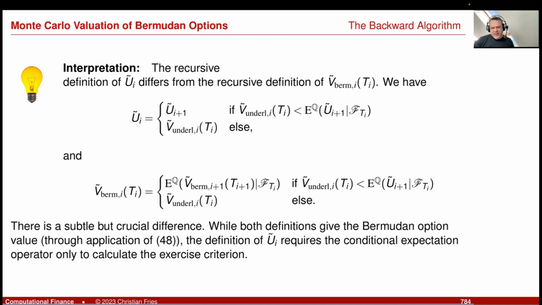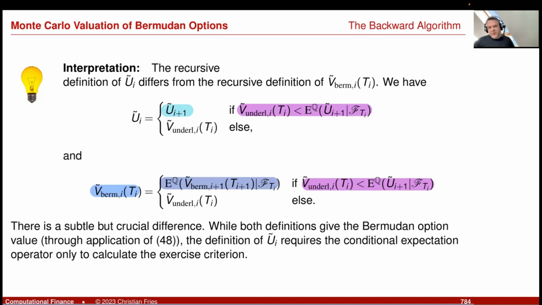So here again, you see our small modification. In the backward algorithm that constructs this random variable, we take the continuation value on every sample path. In the classical definition, you would take the expectation operator on the value of the Bermudan to define the value of the Bermudan at the earlier time point. The exercise criteria in both definitions stays the same.